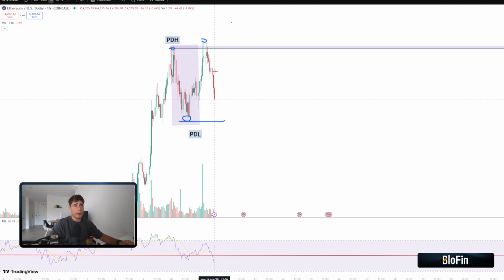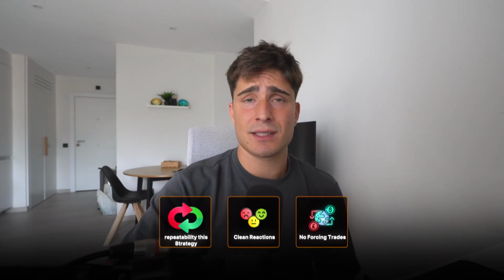That could be going to the PDL, bouncing, retesting, and up again. If the market trend is that clear, that we see that everything is bullish, everything is going up, we cannot be operating without confirmations, because we're going to lose a lot of money. So this example shows the repeatability of this strategy. Focus on clean reactions, no forcing trades, okay?